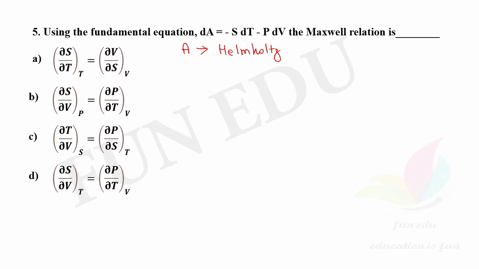Now this can be solved by using Euler's theorem. Now what is Euler's theorem? So let us solve this by using Euler's theorem. Euler's theorem says dz is equal to m into dx plus n into dy. Okay. So now this is Euler's theorem. What Euler's theorem says, dz is equal to m into dx plus n into dy.